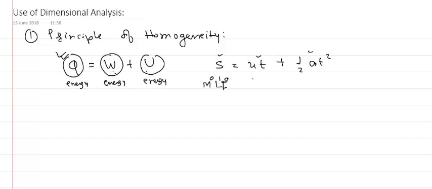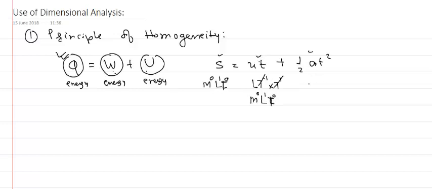This is u into t. So velocity is L t raised to minus 1 into t, which is t raised to 1. So t raised to 1, t raised to minus 1 gone, so you'll be left with L, and that will be again m0, L1, t0. Therefore, the dimensions are same.